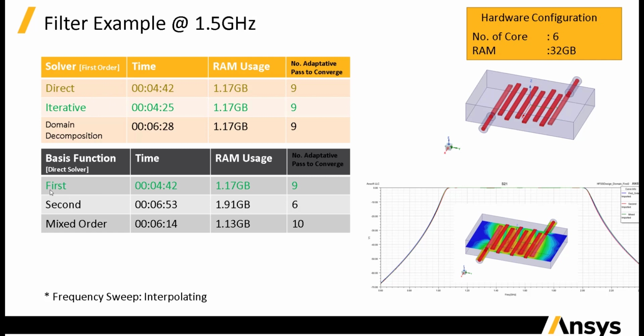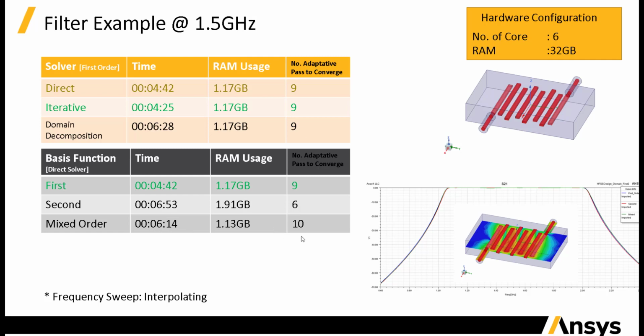You can see the first order simulated in just under 4 minutes, and this one is 6 minutes, 1.19 GB. But mixed order, from the memory point of view, took 1.13 GB. So mixed order takes less memory compared to all the other basis functions. You can choose iterative with mixed order or direct with mixed order. That will be the best, lowest memory consumption solver. But you can see it takes some more simulation time.